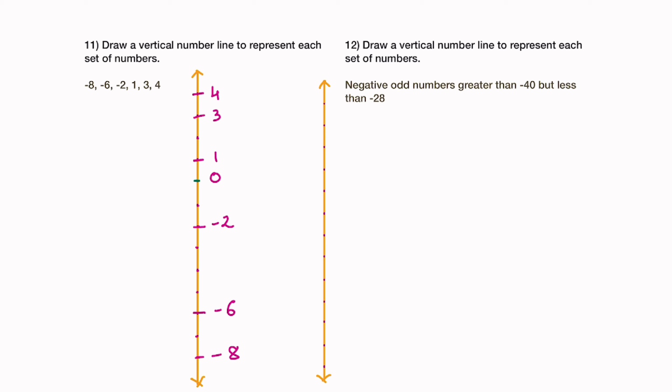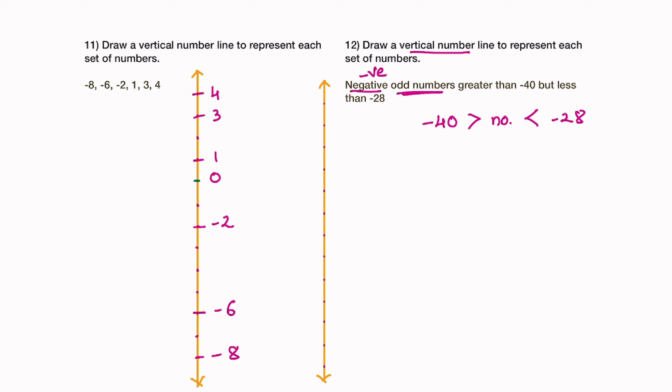That's it. Done. And the next one, it's again a vertical number line that we have to draw, and it says negative odd numbers. So the numbers are negative and they are odd numbers. Greater than minus 40 but less than minus 28. So let's write the inequality first. That's minus 40 and minus 28, and you have a number here, right? So it says greater than minus 40. So your number is greater than minus 40, but less than minus 28. So less than minus 28.